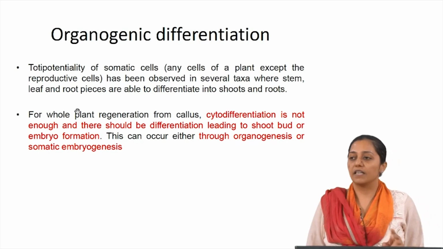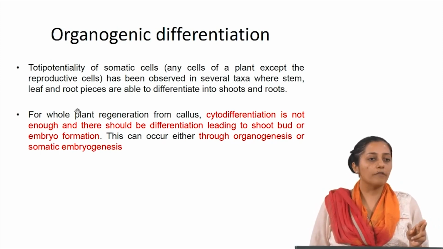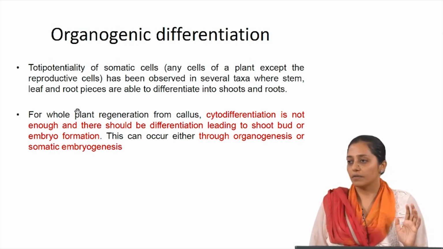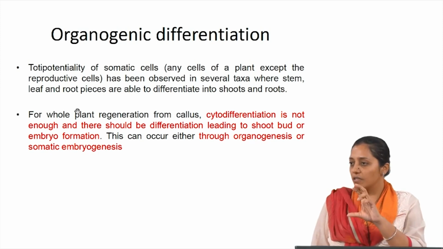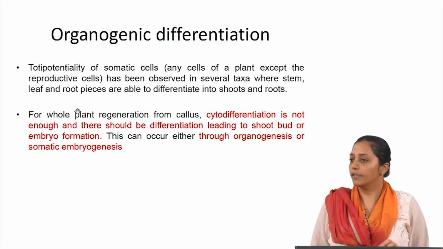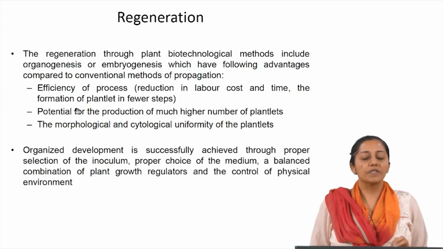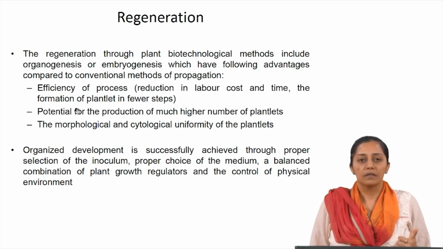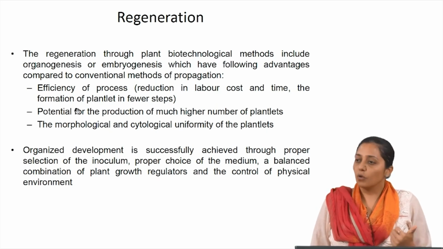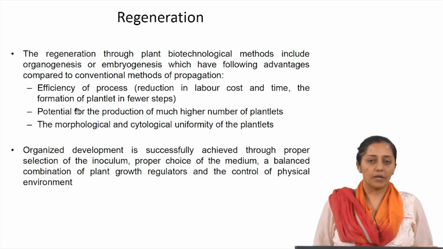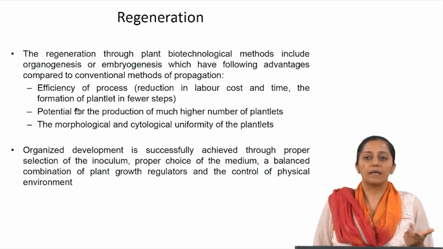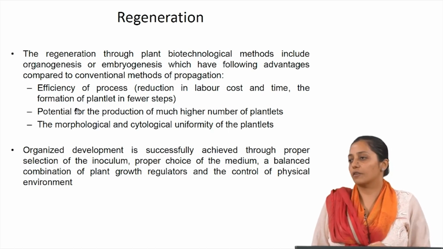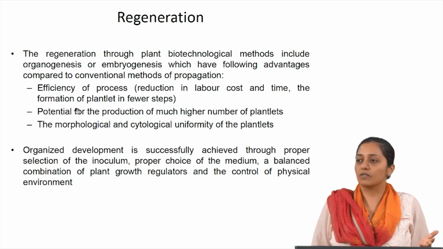So organ differentiation can be of two forms: direct formation of shoot bud or root bud, or formation of somatic embryos, thereby forming bipolar structures, one leading to shoots and the other leading to root. Now, how is regeneration useful in comparison to whole plant reproduction through which progenies are produced? There are three ways in which it is useful. It is a more efficient process. You can do clonal propagation of the species, which means less time taking. And there is the potential for the production of a much higher number of plants, so the rate of production of progenies is also enhanced.